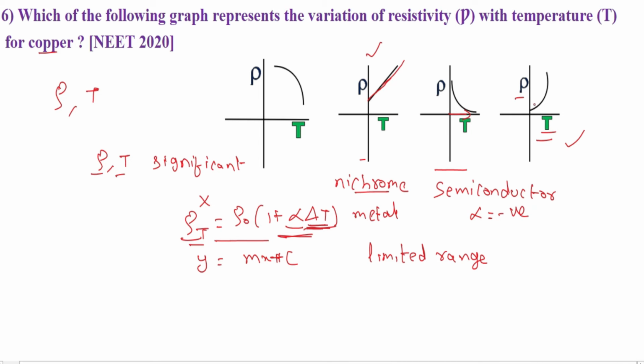For copper also, see, initially for small change in temperature, the variation of resistivity with temperature is linear. Whereas for a large change in temperature, what happened? This linearity is lost. It took this curved path. Okay, now let us go to our next question.